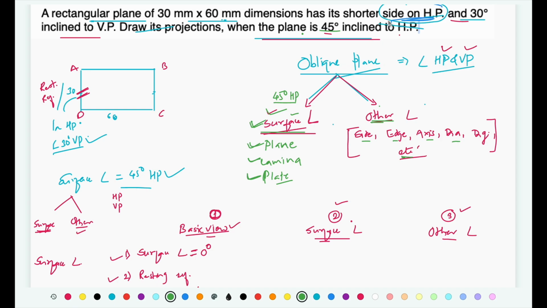The shorter side on HP is 30-degree inclined to VP. So, for this example, the other inclination is given in the form of side. So, now when you are going to solve the solution, this is the surface inclination that you are going to consider in step number 2, and this is the inclination that you are going to consider in step number 3. Okay, I hope you have got now how to proceed with the solution.